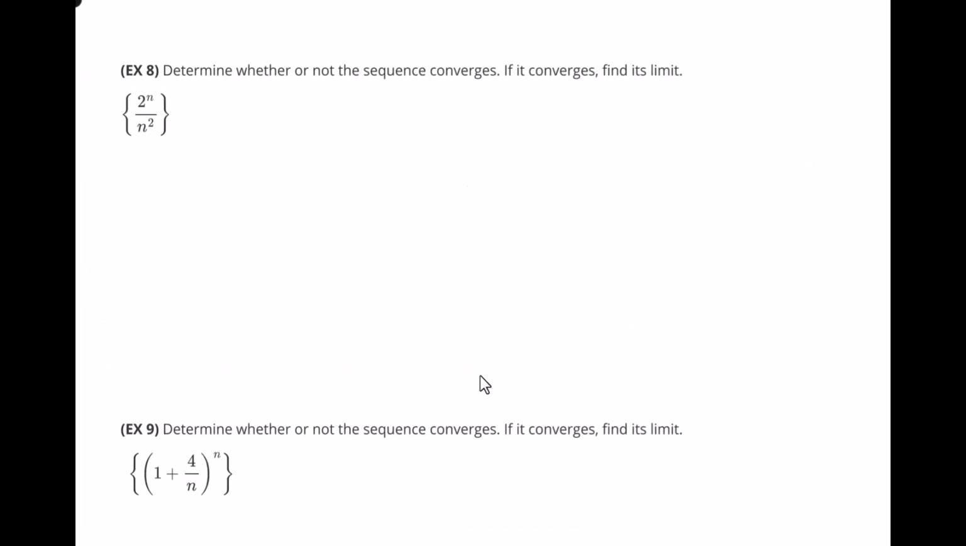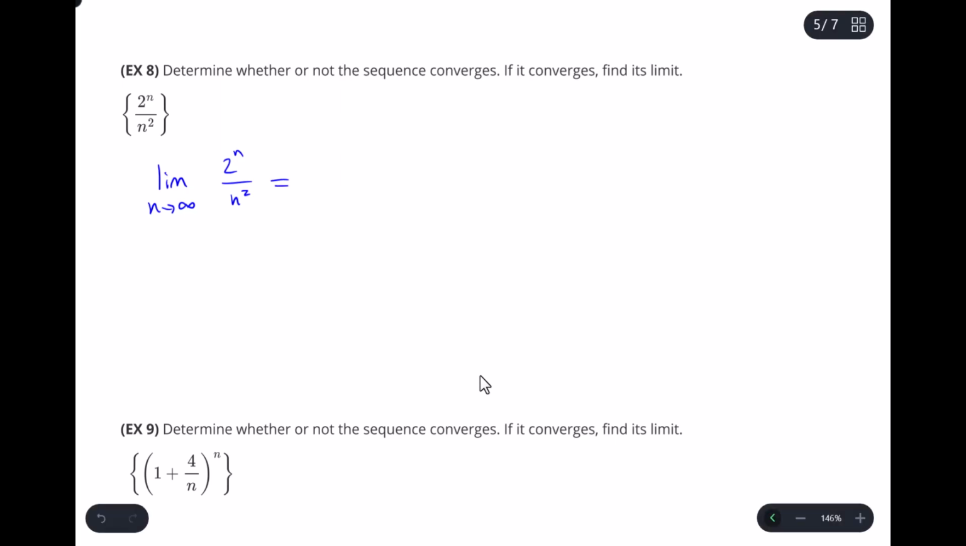So here I would use L'Hopital's rule, because if I'm doing the limit as n goes to infinity of 2 to the n over n squared, certainly the numerator as n gets large is going to infinity, and the same is true for the denominator. So applying L'Hopital's rule, which if you'll recall, tells you to just take the derivative of the numerator and the derivative of the denominator. Not using the quotient rule here to get this derivative, just doing the numerator and denominator separately.